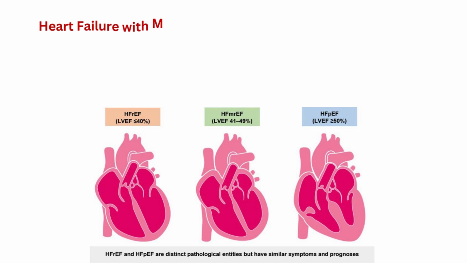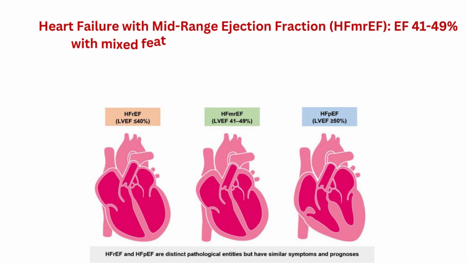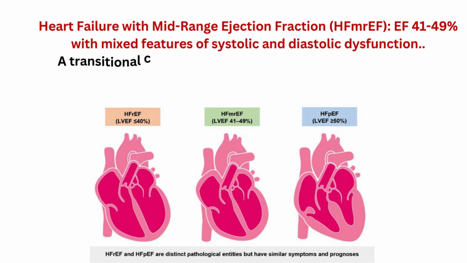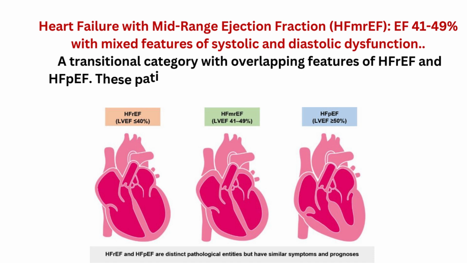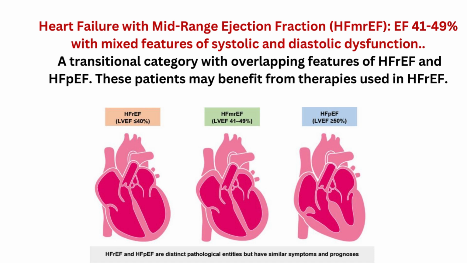Heart failure with mid-range ejection fraction. Ejection fraction 41 to 49% with mixed features of systolic and diastolic dysfunction. A transitional category with overlapping features of heart failure with reduced ejection fraction and heart failure with preserved ejection fraction. These patients may benefit from therapies used in heart failure with reduced ejection fraction.